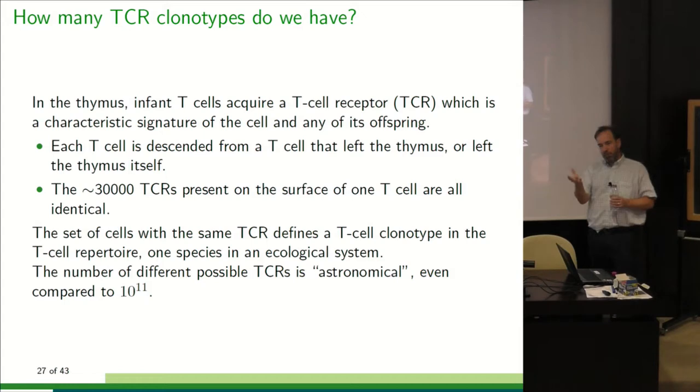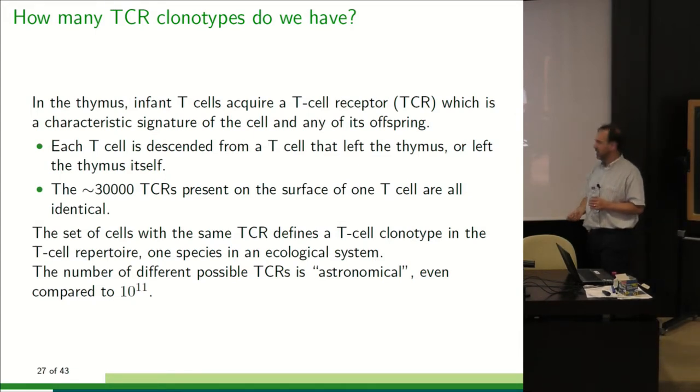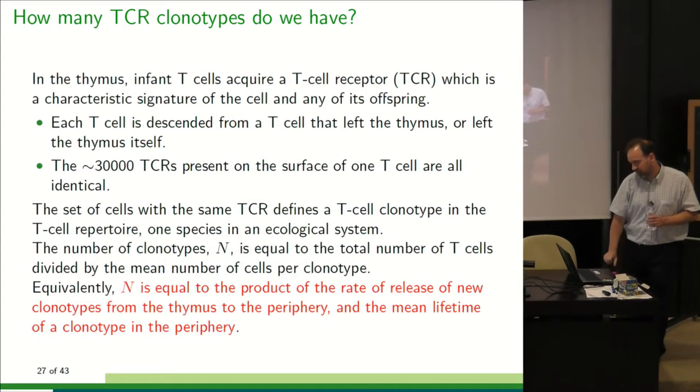The number of possible TCRs that could be produced by this gene recombination process is, in street language, astronomical, even compared to 10 to the 11. So it's entirely possible in principle that I have 10 to the 11 different T cells in my body, different from the 10 to the 11 different T cells in yours. It's possible that there's no overlap whatsoever. I don't believe that's the case, but the numbers are big enough that that could happen.